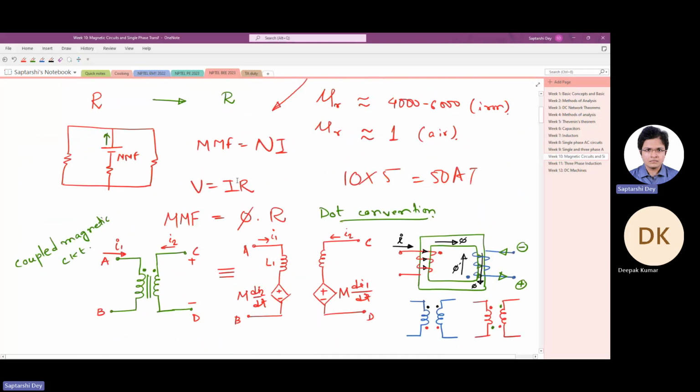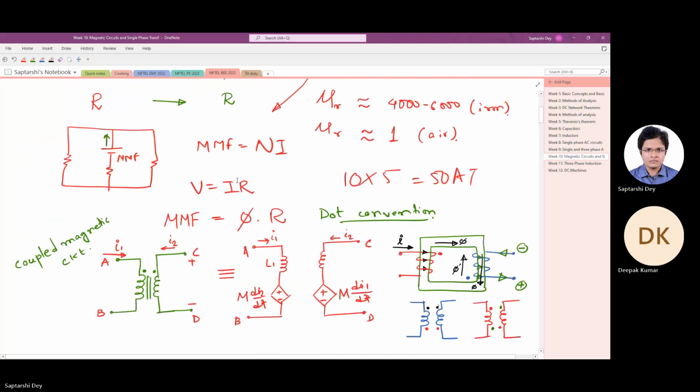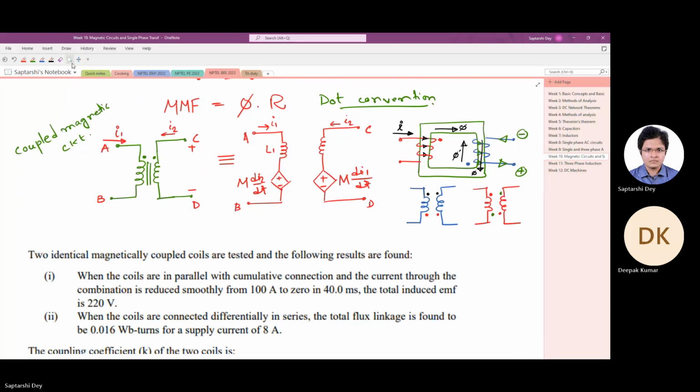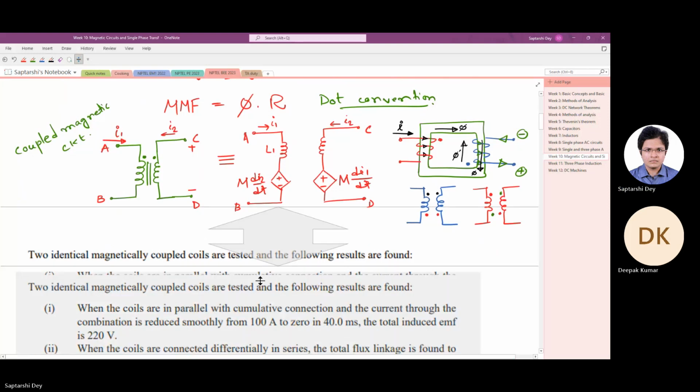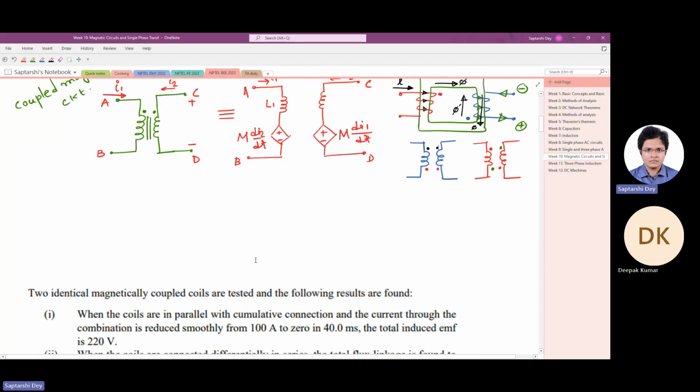So we'll gradually start solving. Okay, one last derivation we will quickly do.